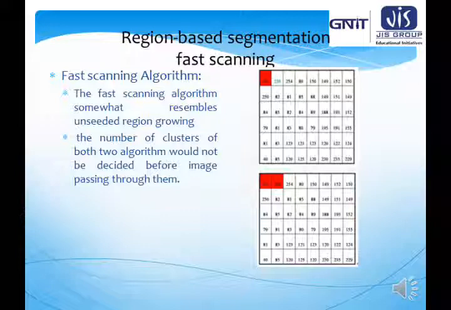Now this is the first scanning. So the first scanning algorithm is here. The first scanning algorithm uses some masks. The first scanning algorithm somewhat resembles the unseeded region growing algorithm. The number of clusters of both algorithms would not be decided before the image passes through them.